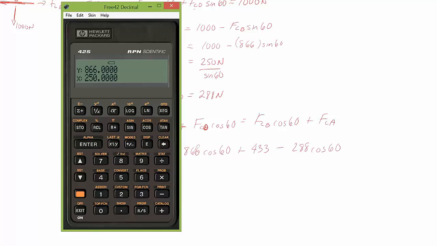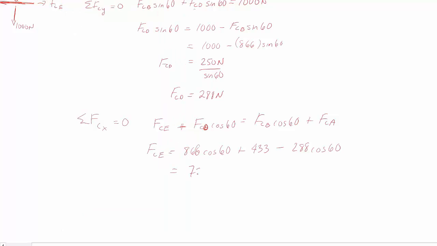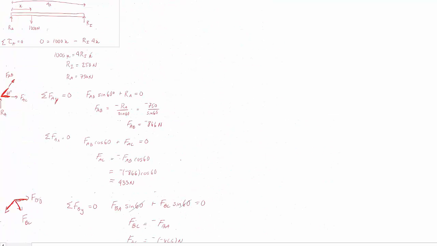So 866 cos 60, it's a half, plus 433. Oops. Oh my gosh. 866.5, 433, add it, and then half of that would be 144. So we get 722. And it's a positive number, so it's in tension. So FCE is in tension.